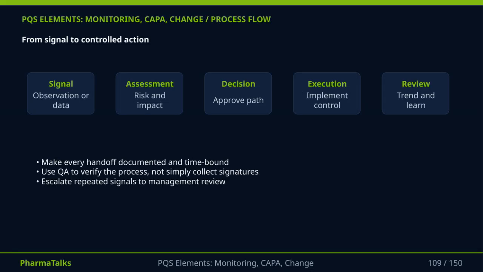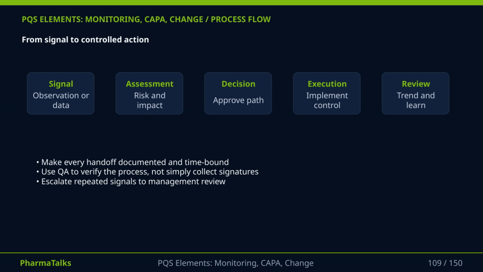Here, we're looking at the critical elements of the pharmaceutical quality system, focusing on monitoring, CAPA, and change management through a clear process flow. It all starts with a signal, which can be any observation or data point that raises a flag. From there, we conduct an assessment to understand the risk and potential impact involved. Once the risk is evaluated, a decision is made, and the appropriate path is approved.